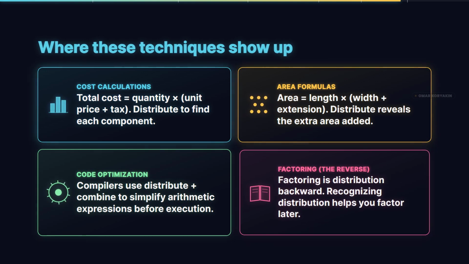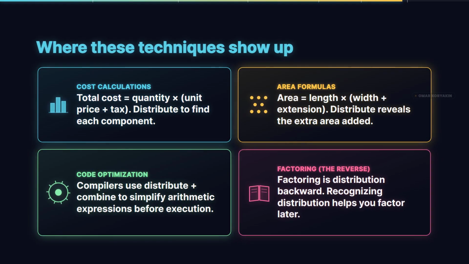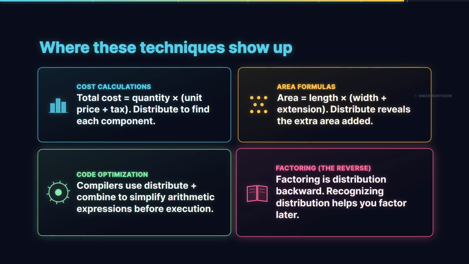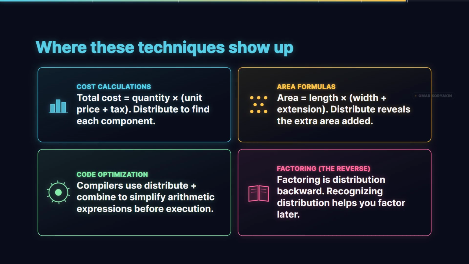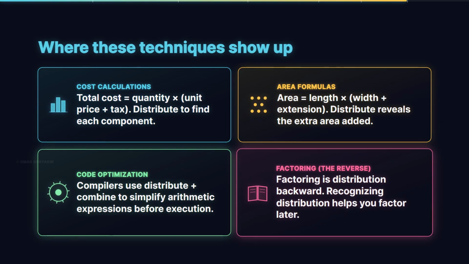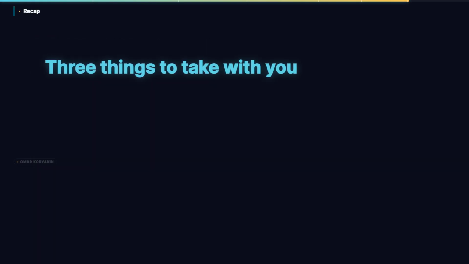Section 8 of this course is dedicated to factoring, where the goal is to recognize an expanded sum and rewrite it back into a product form. The same distributive property runs both directions, so understanding it cleanly here makes the factoring section much easier when you reach it. 3 things to take with you from this lesson.